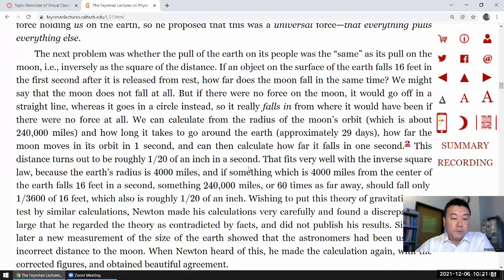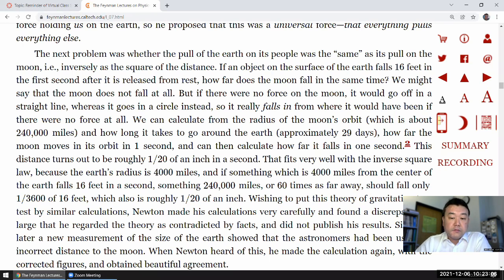The next problem was whether the pull of the Earth on its people was the same as its pull on the moon, that is, inversely as the square of the distance. If an object on the surface of the Earth falls 16 feet in the first second after it is released from rest, how far does the moon fall in the same time? We might say that the moon does not fall at all, but if there were no force on the moon, it would go off in a straight line, whereas it goes in a circle instead. So it really falls in from where it would have been if there were no force at all.